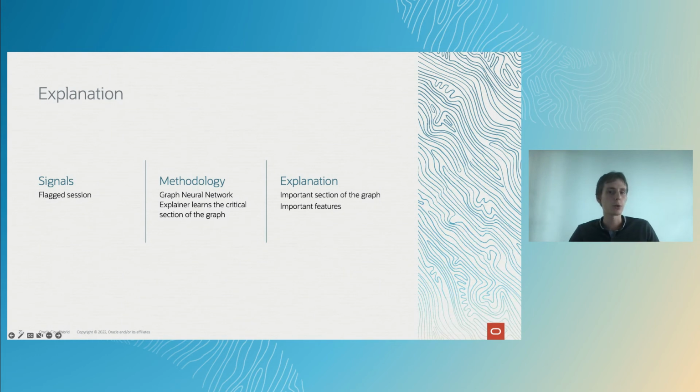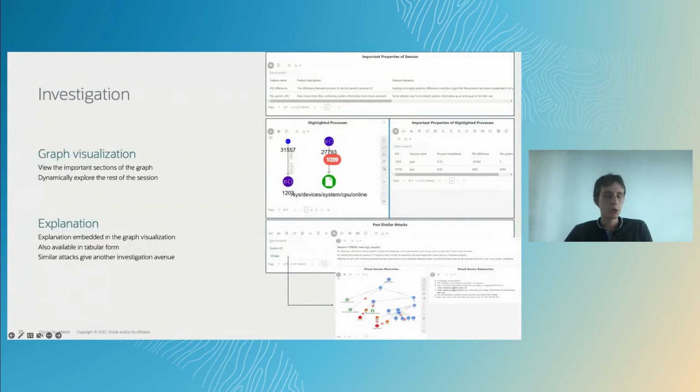Now, after this, we also get information on which subset of features are important. So we get two different things: a small graph and a small set of features which should be looked at. So, okay, we generated this explanation. And what do we do with it?